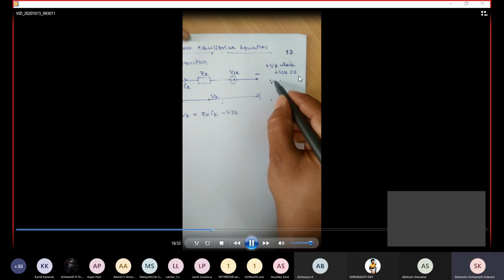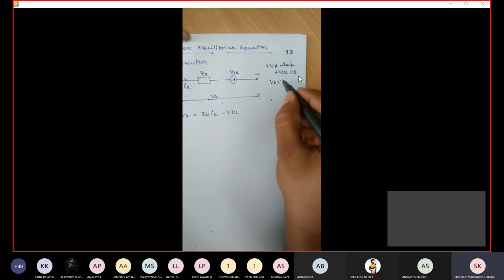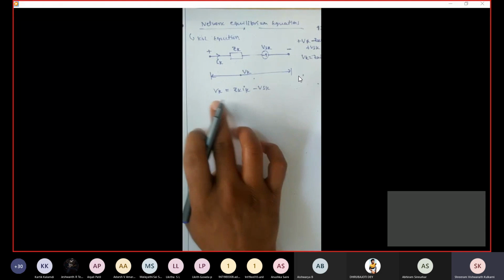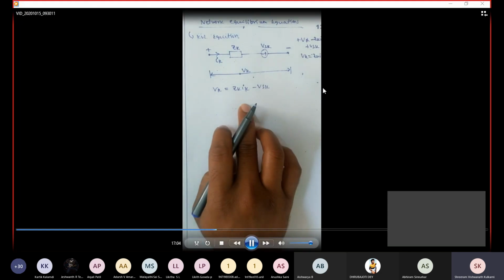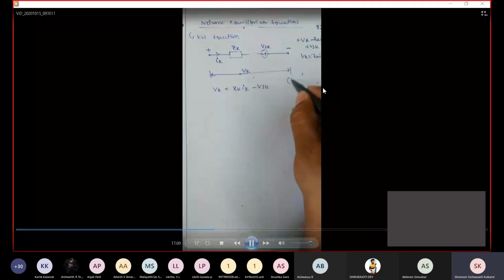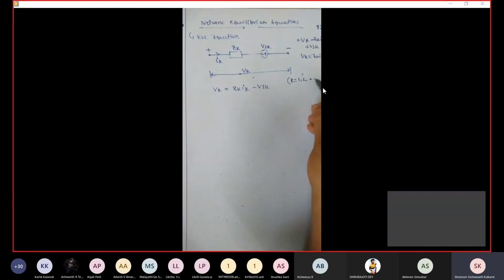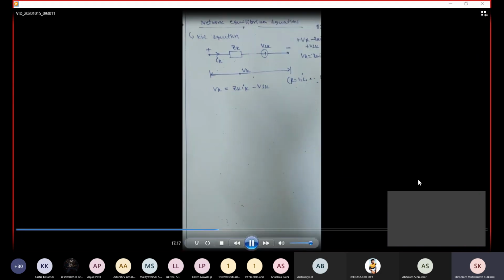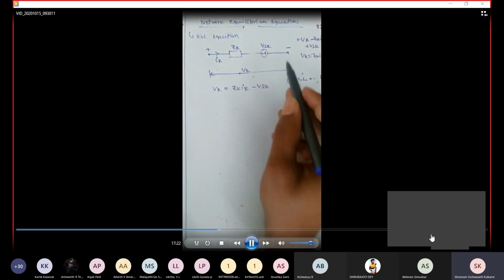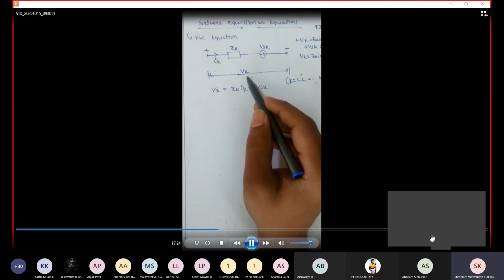If I take Vk on the other side, then Zk Ik minus Vsk. This is what I have written directly here: Vk equals to minus Zk Ik minus Vsk. K is the branch, so I can write k equal to 1 up to b branches. Fine. Now this is the equation for this kth branch.